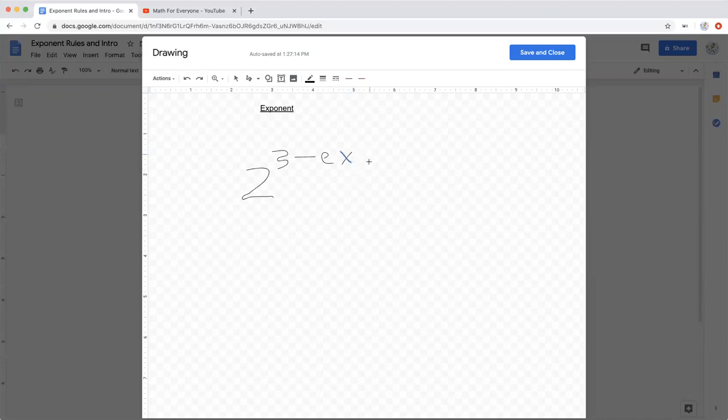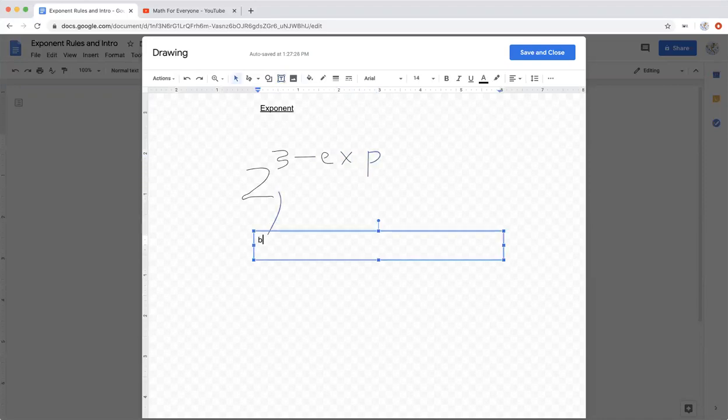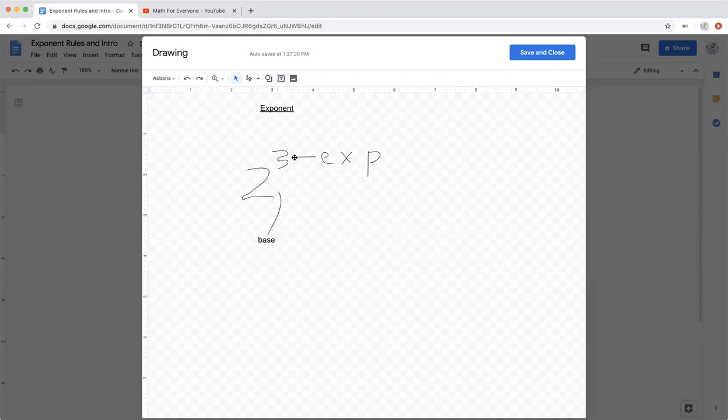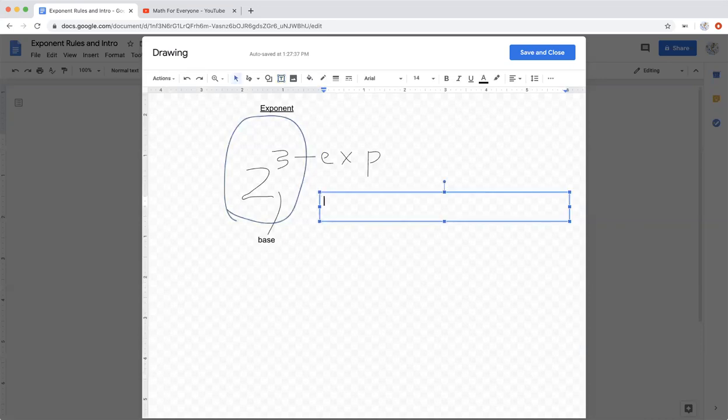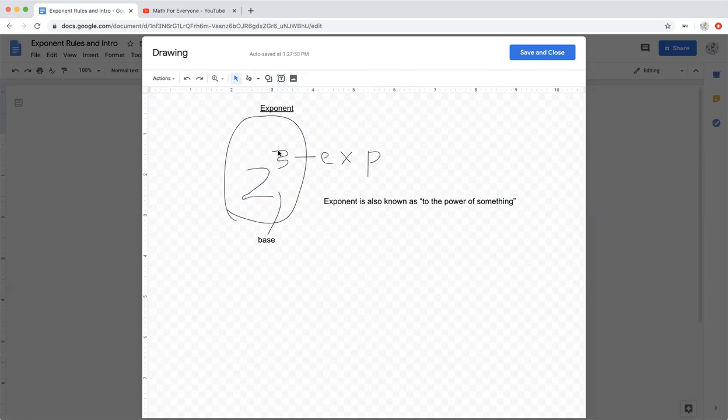Okay, something's wrong with my pen. It's the exponent. Well, this number is known as the base. Now, this number, how would you solve this? Let's take this example, 2 to the power of 3. An exponent is also known as the power of something. Like this expression right here would be said as 2 to the power of 3. And if I had like this, it would be said as 2 to the power of 7.